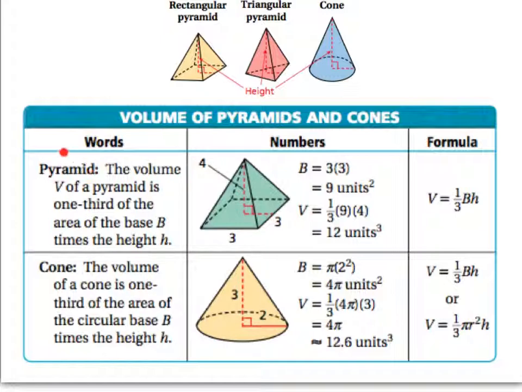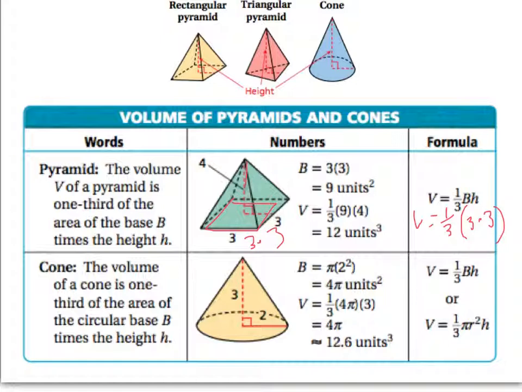Pyramids. To find the volume of a pyramid, we're going to do 1/3 times the base times the height. So 1/3 times the area of the base times the height. So when we look at this, the base is going to be this rectangle right here. Let me highlight it in red for us. So that's our base. So the base is found by doing 3 times 3. So volume is equal to 1/3 times 3 times 3 times the height.